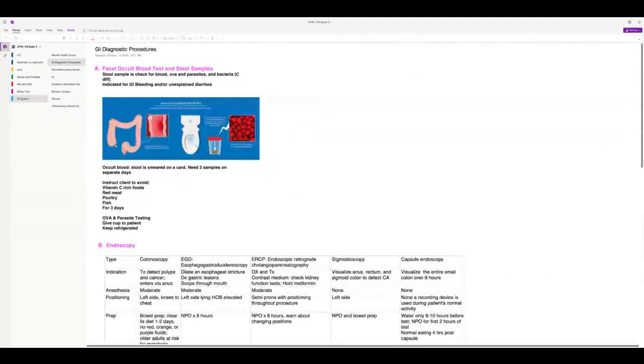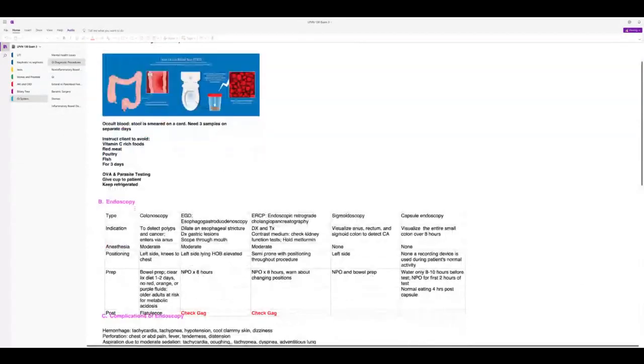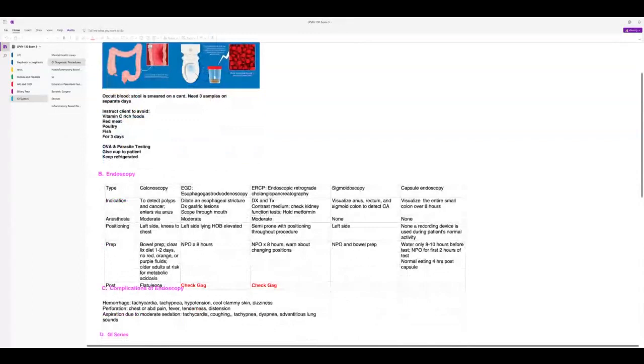Fecal occult blood test and stool samples. This is to test for GI bleeding or unexplained diarrhea. Okay, so like maybe you think your patient has C. diff, they may need a stool sample. It's tested for occult blood, you test the stool for it. You need 3 samples on 3 separate days. You're going to tell the patient to avoid vitamin C rich foods, red meat, poultry, fish for 3 days before the test, okay?